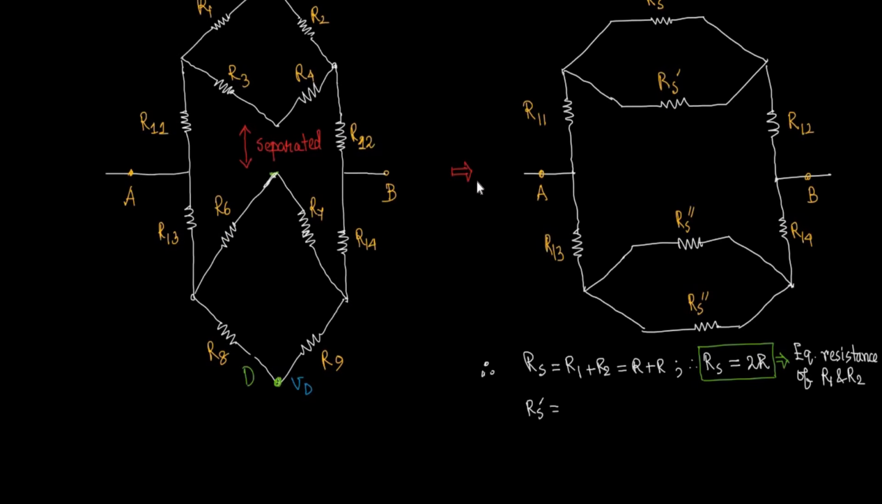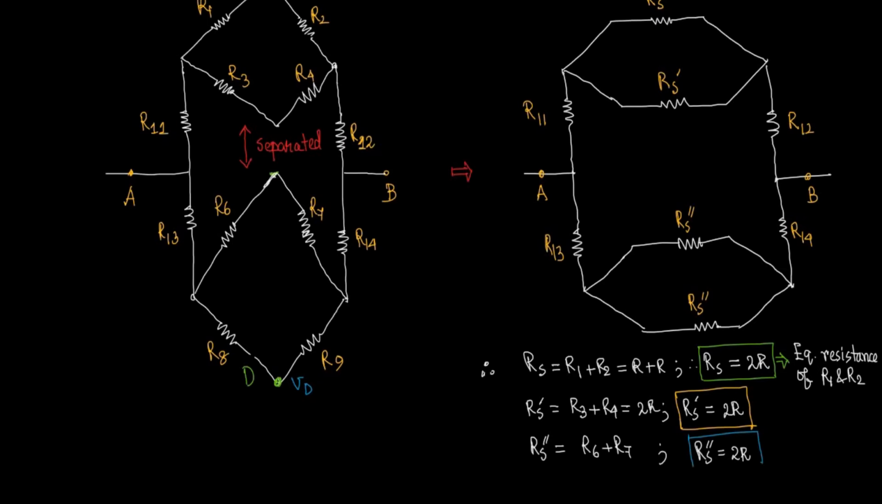Similarly, Rs prime is equal to R3 plus R4, which is equal to 2R. Therefore, Rs prime is equal to 2R. This is the equivalent resistance of the series combination of the two resistors R3 and R4. And Rs double prime is equal to R6 plus R7. That is, Rs double prime is equal to R.